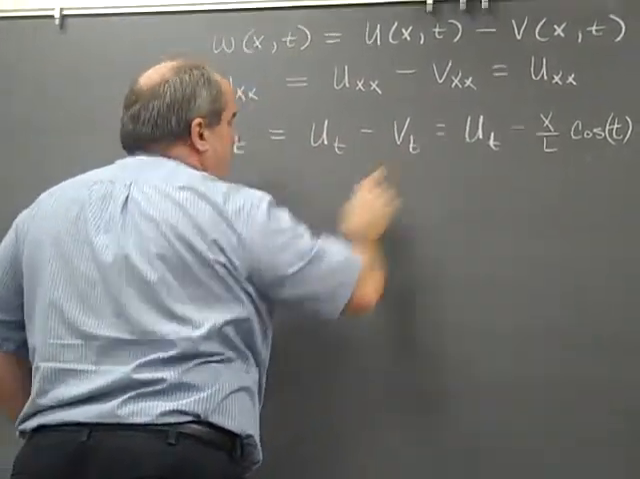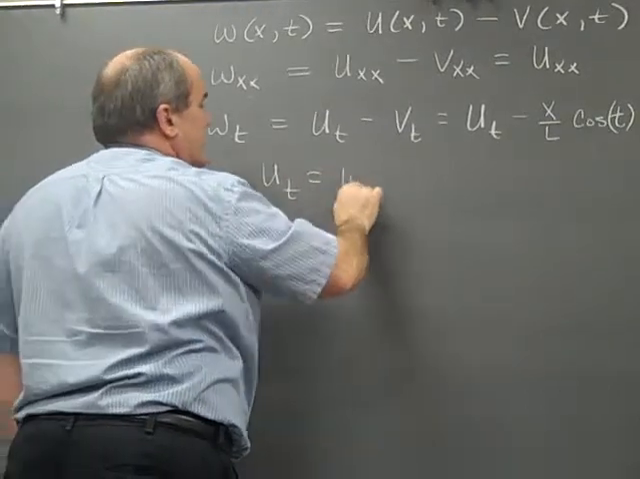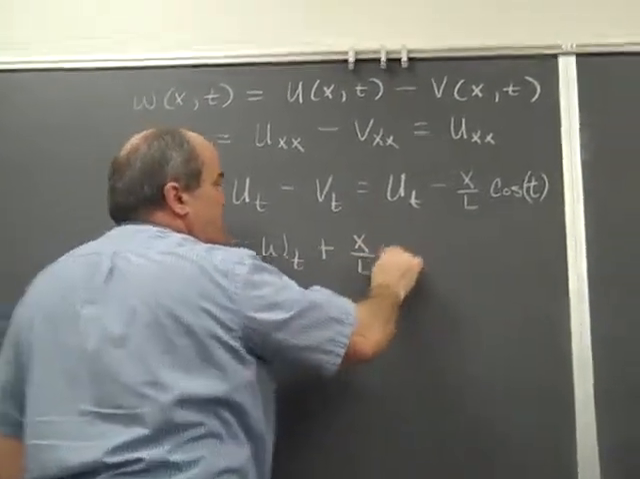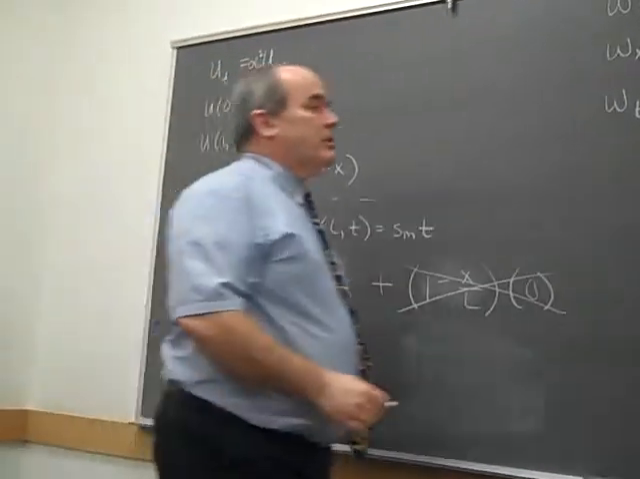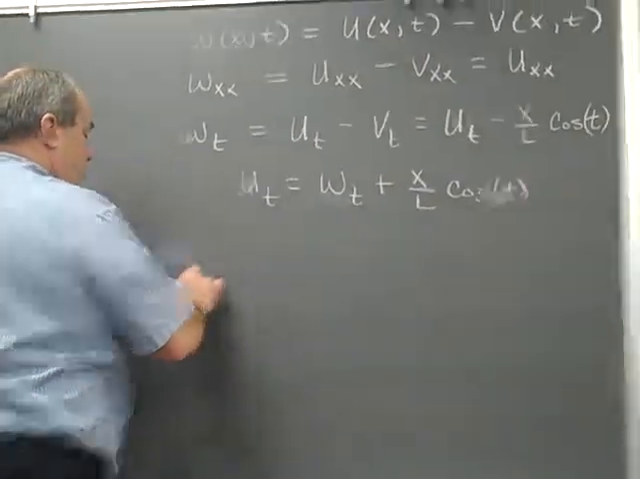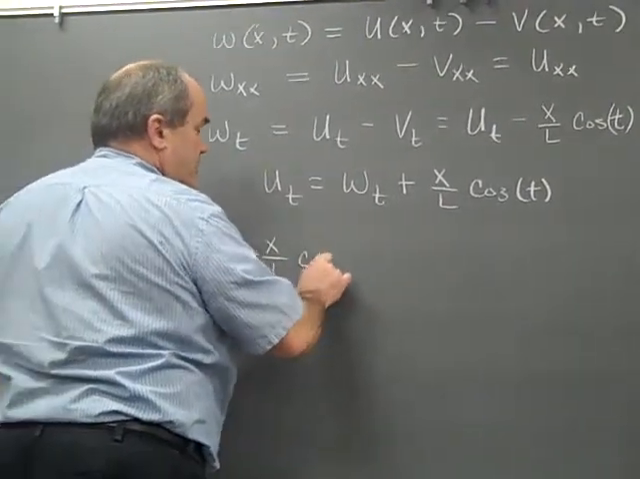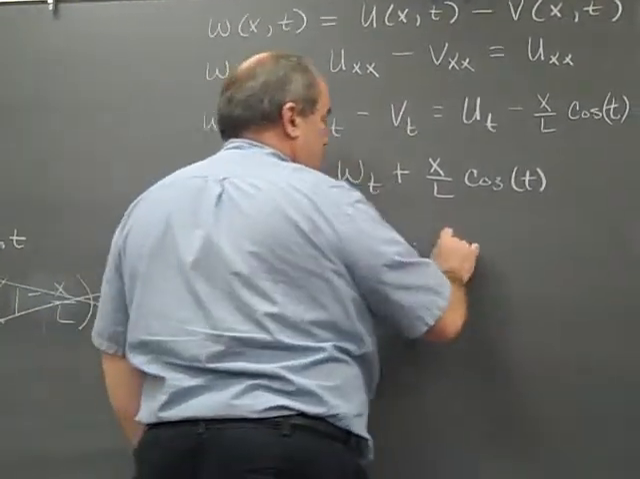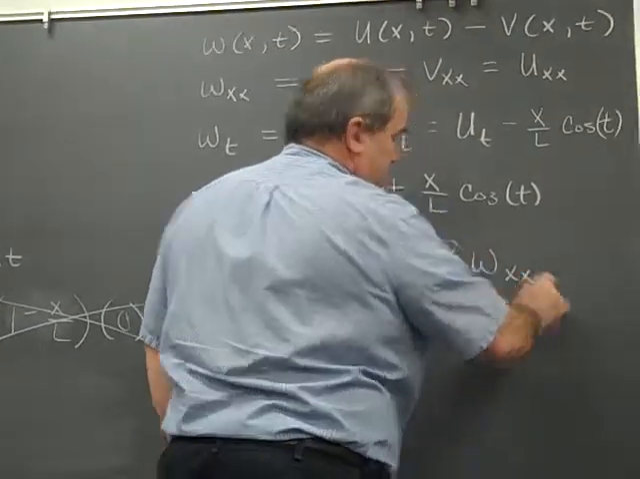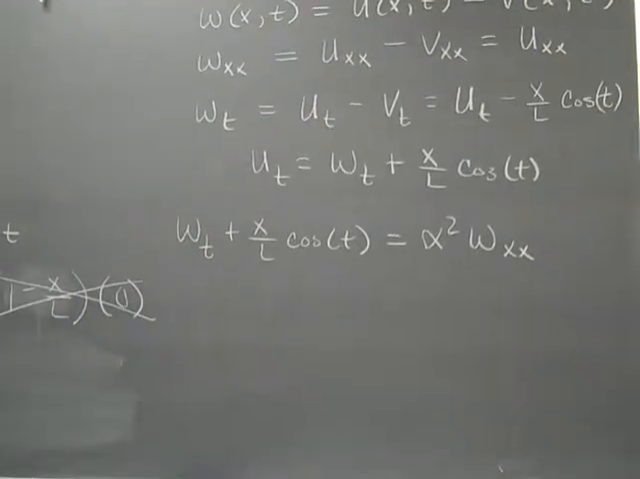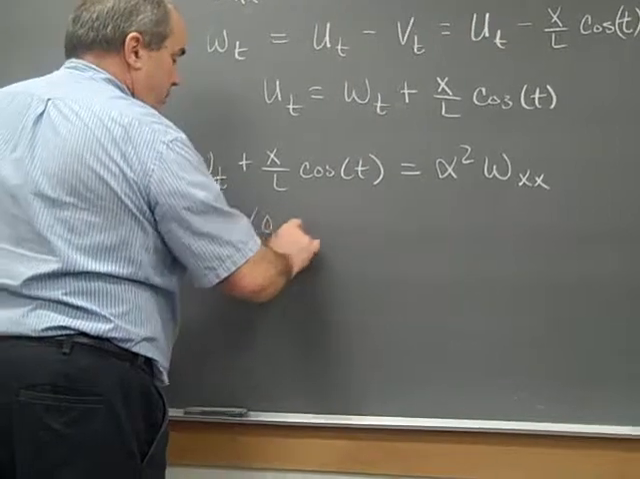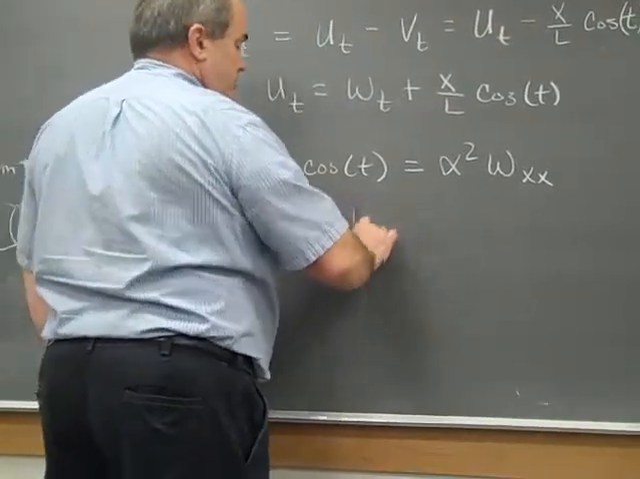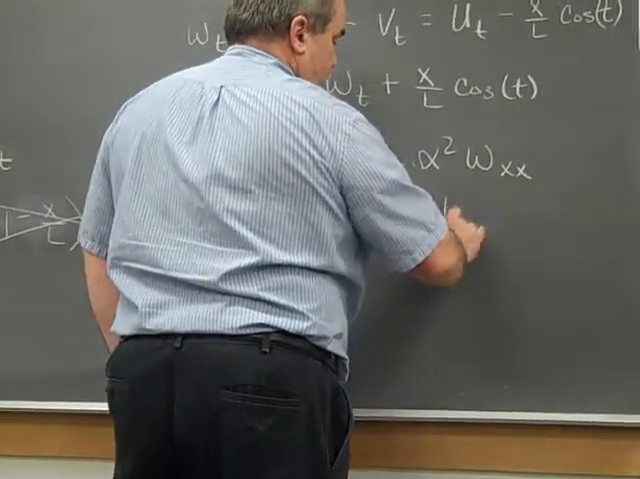Alright, so now when I substitute in, I have that U sub xx is equal to W sub xx. I have that U sub t is equal to W sub t plus x over L cosine t. And so when I substitute that back into my original PDE, what I get is that W sub t plus x over L cosine of t is equal to alpha squared W sub xx.